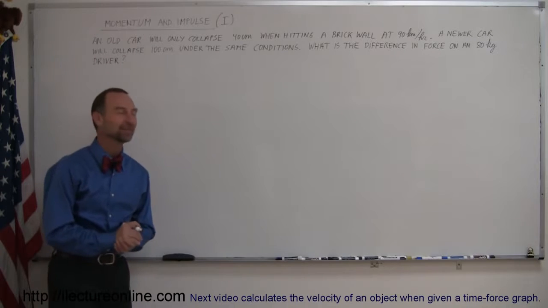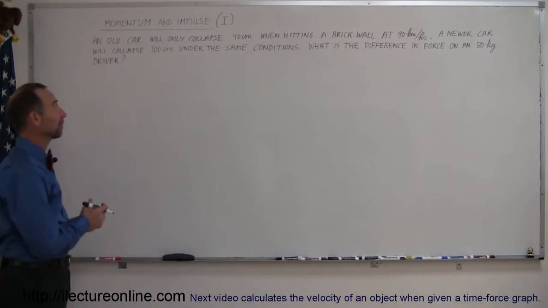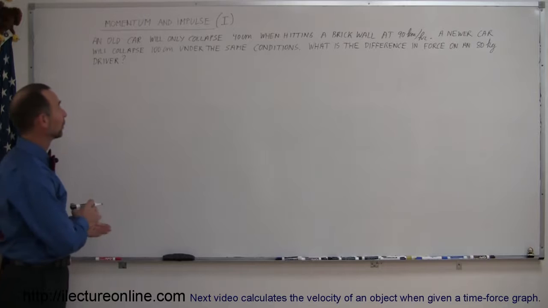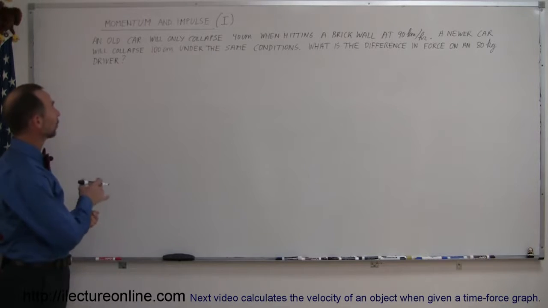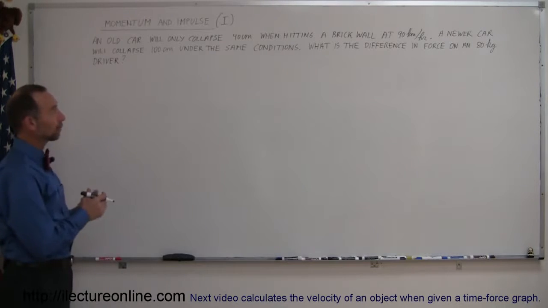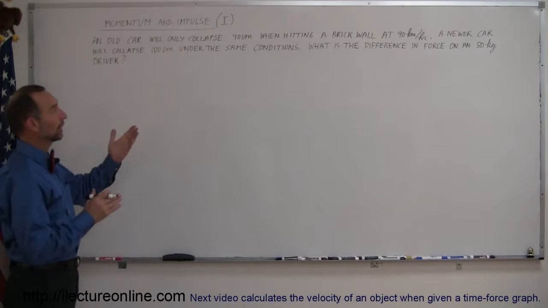Welcome to iLectureOnline, and here's a very practical example of how we deal with impulse in the real world. Let's say we have an old car that will only collapse 40 centimeters when hitting a brick wall.